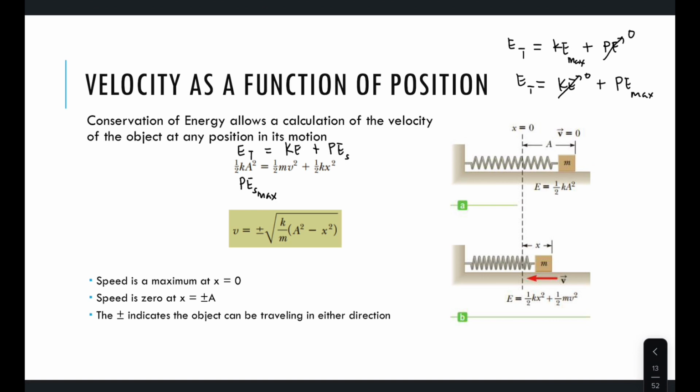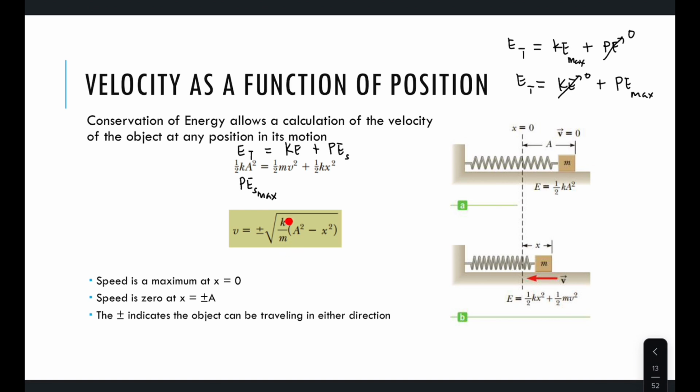Alright, so now rearrange the equations. We see we have half everywhere. All items have half, so half can be cancelled out. Our aim is to solve for the v, so we're going to rearrange the equation. We will have this kind of equation.